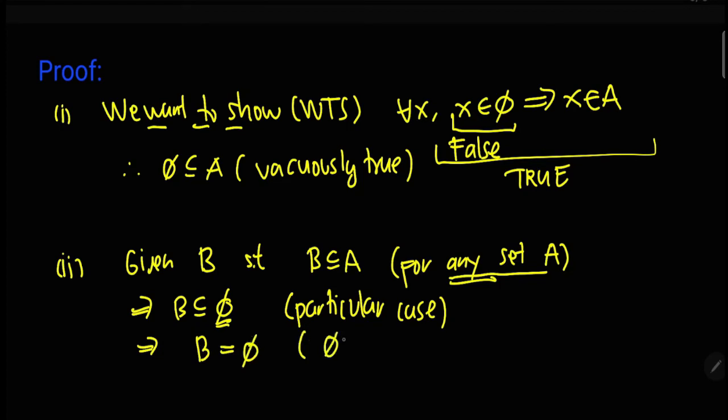The empty set is the only subset of the empty set. Therefore, B must be the empty set itself.